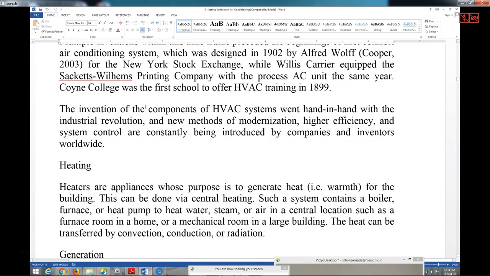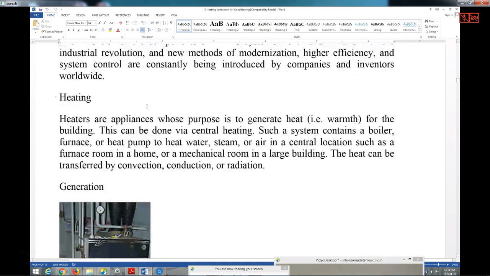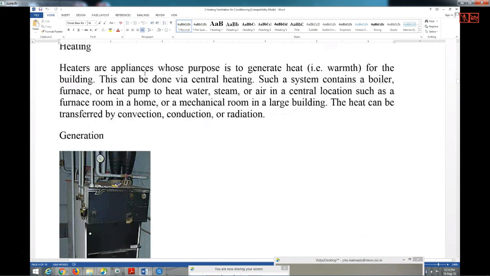So coming to heating, how are we going to heat a particular room with the same air conditioning unit, how are we going to get a cool temperature with the same single unit. So that is heating. First of all, heaters are the appliances whose purpose is to generate heat. Now, this can be done by a central heating system, such as a system consisting of a boiler, furnace, or heat pump to heat water, and that heat absorbed by the water converts it into steam, or heats air in a central location such as the furnace room in a home or a mechanical room in a large building. The heat can be transferred by convection, conduction, or radiation principle.